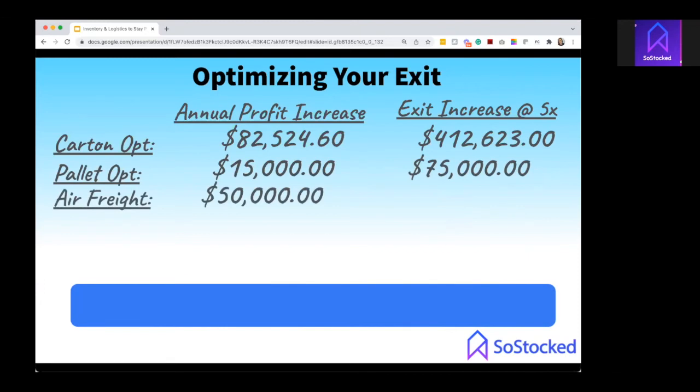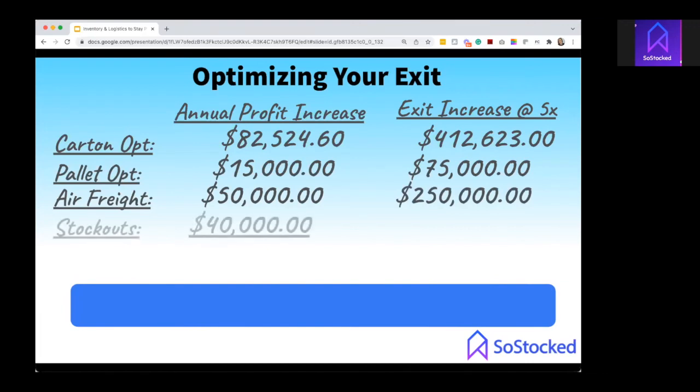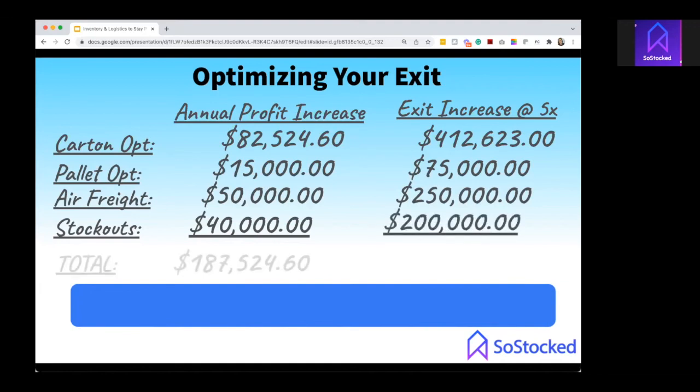Air freight: no longer doing air freight, streamlining your logistics, saving $50,000 in air freight costs. That would be $250,000. Stockouts: avoiding stockouts, using a tool like SoStocked, $40,000 in savings, we estimate, would turn into $200,000.